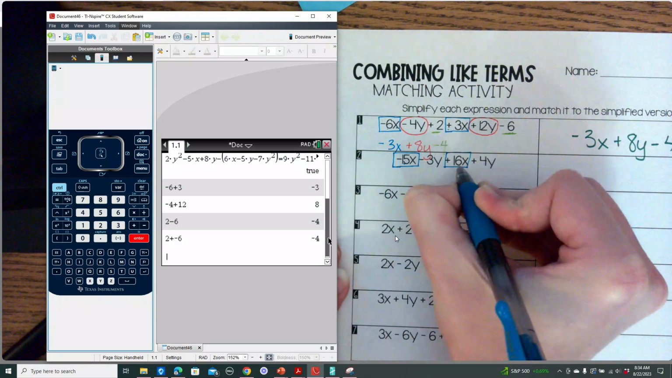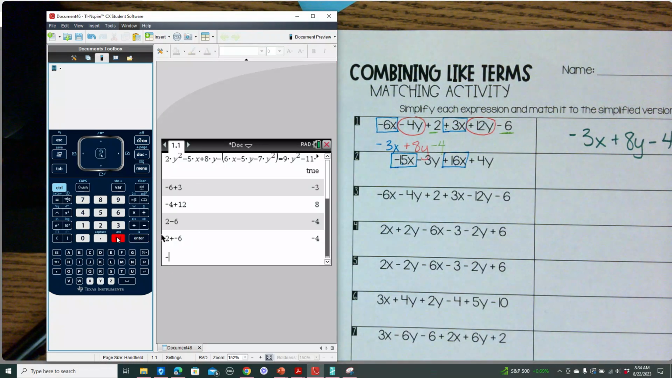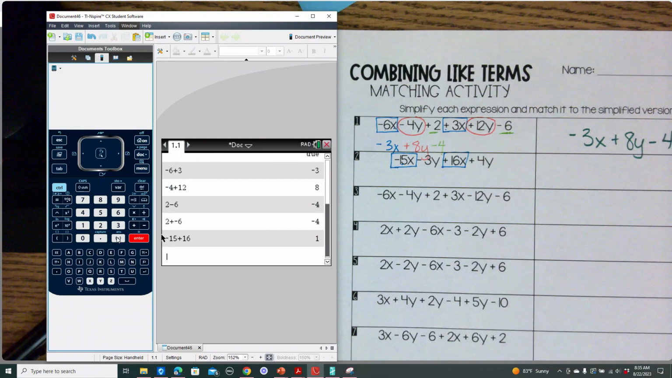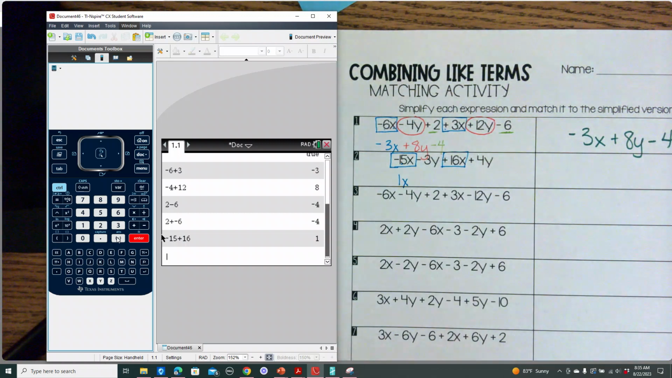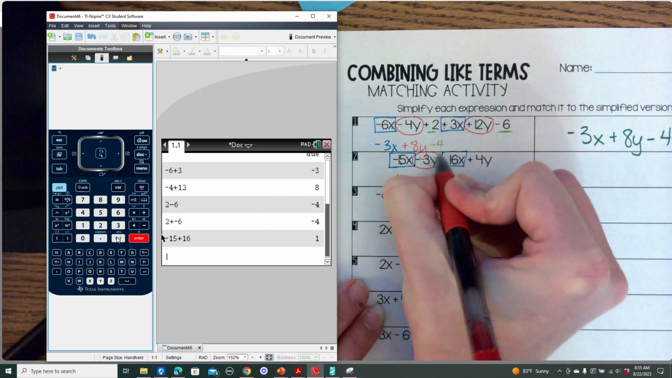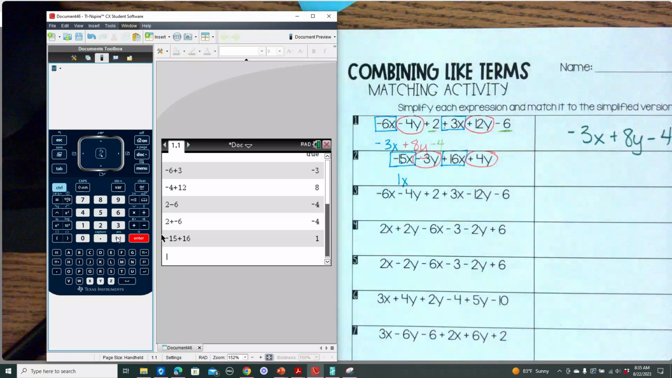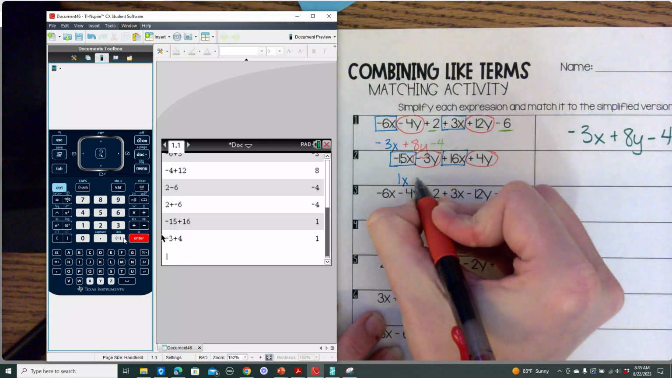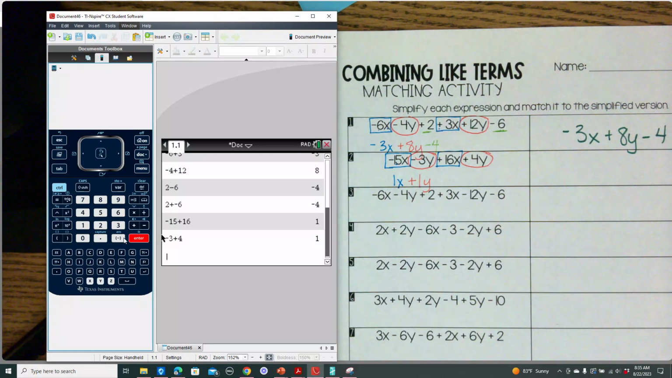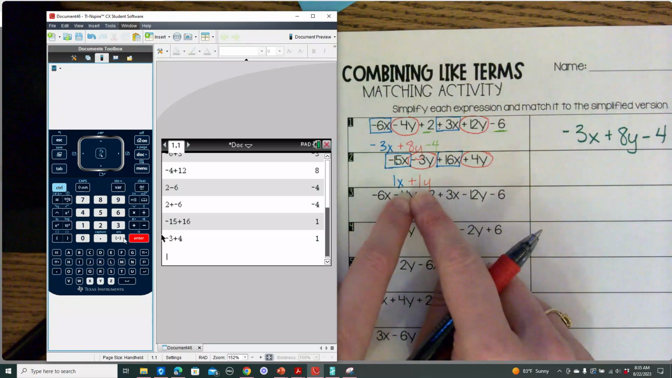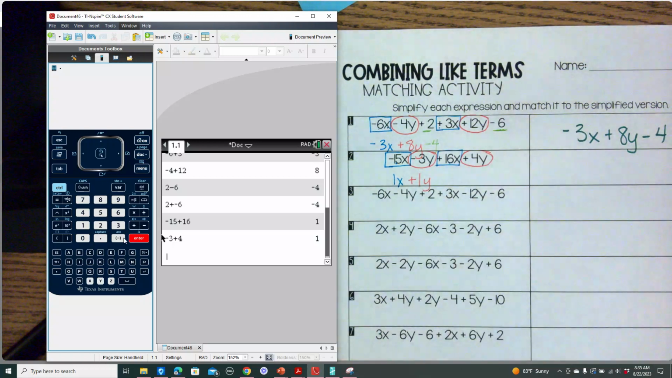So I've got a negative 15 and a positive 16. Negative 15 plus 16 gives me a positive 1. So I've got 1x. Then I look at my y's, negative 3y, positive 4y. So negative 3 plus 4 gives me a positive 1y, and that's how you tell what sign you're going to use. When you add those coefficients together, if it's positive, it's plus. If it's negative, it's minus.